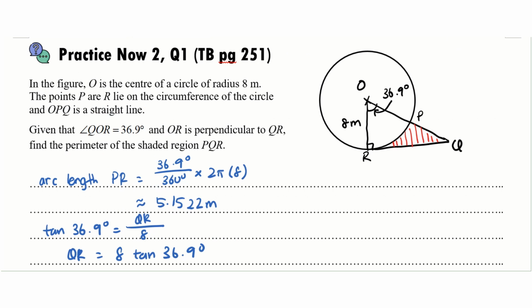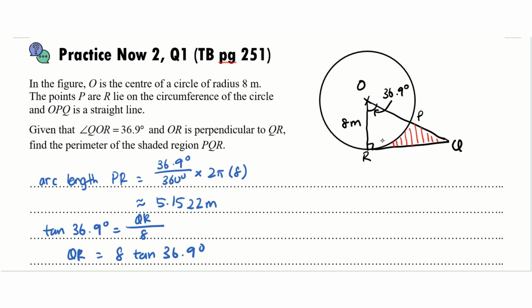We now move on to Practice Now 2 question 1, found in your textbook page 251. We are given this figure where O is the center of a circle of radius 8 meters. The points P and R lie on the circumference of the circle and OPQ is a straight line. Given that angle QOR is 36.9 degrees and OR is perpendicular to QR, we want to find the perimeter of the shaded region PQR.